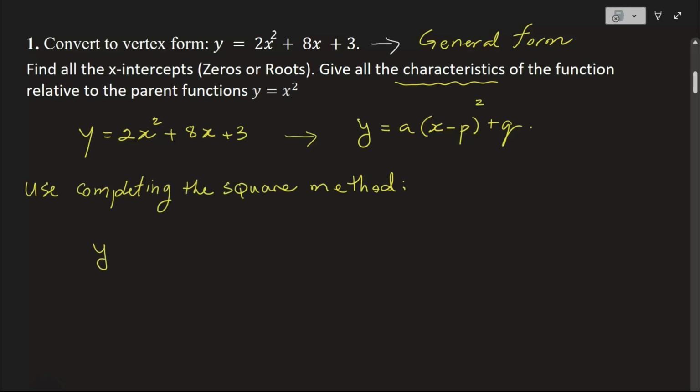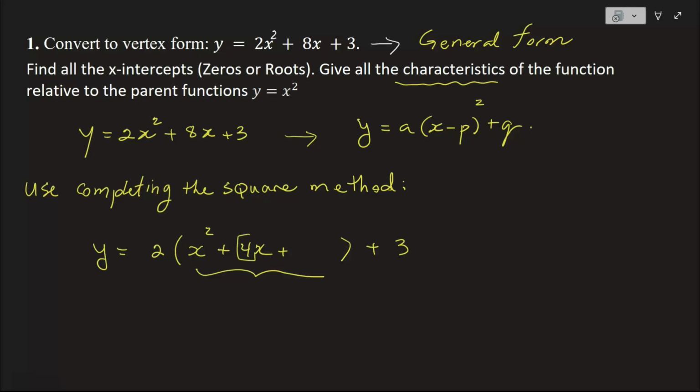Okay, so now what we do, we're going to factor 2 out first. That becomes x squared plus 4x, and we're going to leave the 3 alone outside of the bracket. All right, now the idea is we're going to add a term inside of this bracket so that the inside of the bracket becomes a perfect square trinomial. What do we add? Well, we take the coefficient of the linear term, 4, divided by 2 and square it, and then we add that. So 4 divided by 2 is 2, 2 squared is 4. So we're going to add 4 there.